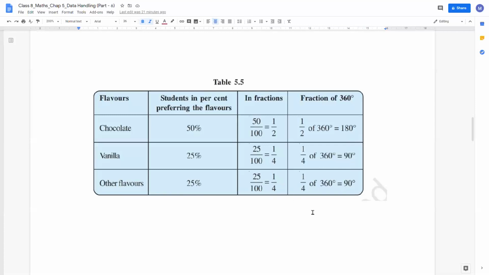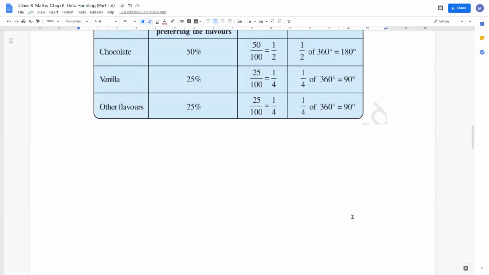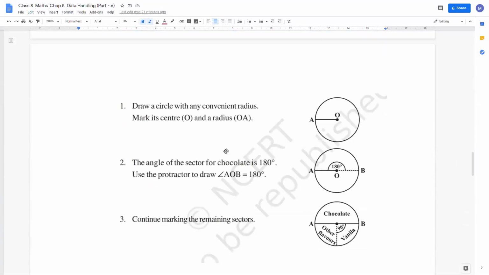Now we have to draw the pie chart representing this data. So see, the first step is we have to draw a circle of any convenient radius. So we'll draw the circle with the compass. We'll draw a circle of any convenient radius. Then we will draw one radius. One radius we can draw anywhere, left side, right side, top, bottom, anywhere. So I have drawn the radius OA.